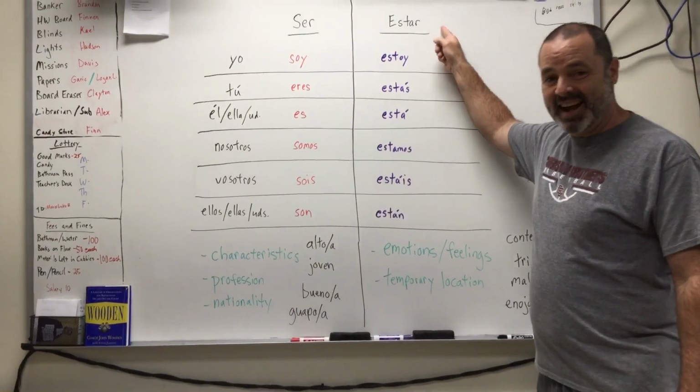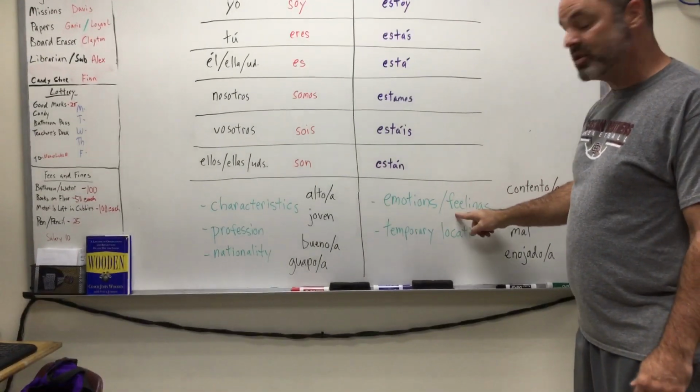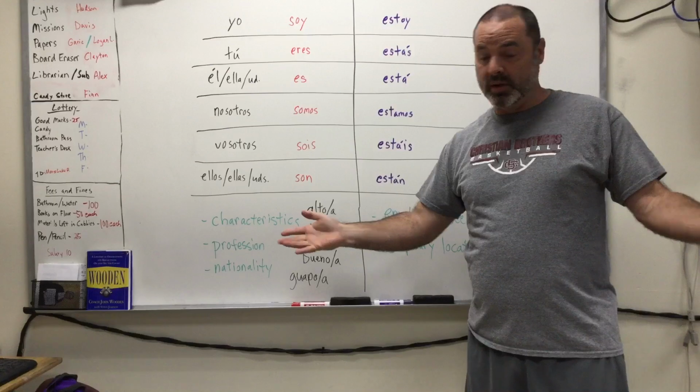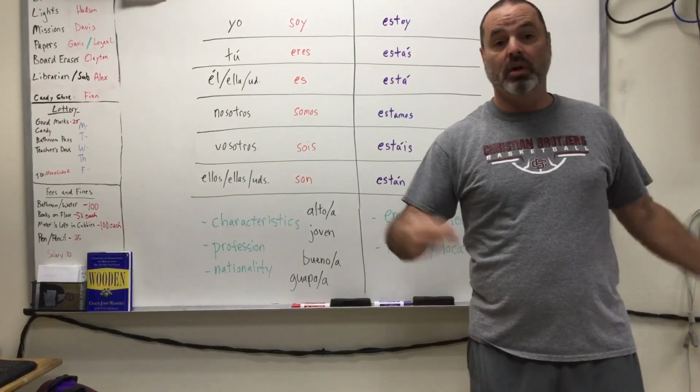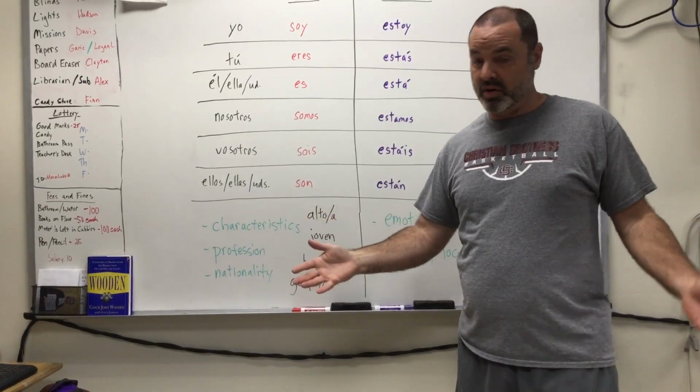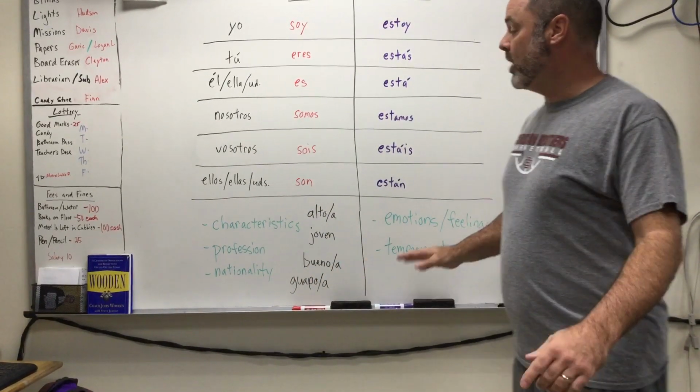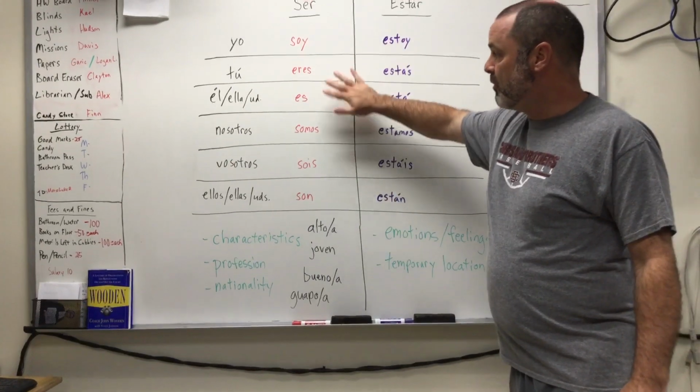We use estar when we're talking about emotions or feelings, like when you ask somebody, how are you doing? And temporary location. Where are you? Well, I'm at school. I'm at my house right now. That would be a temporary location. At least that's the hope. Okay, these are our forms, right?